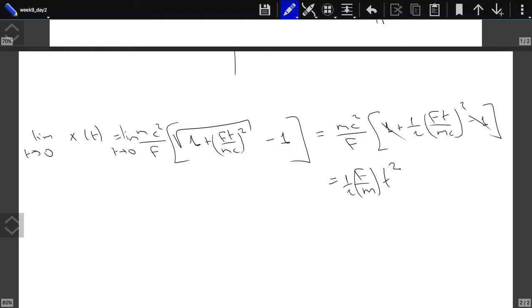I don't have the v0t or plus the x0 terms because I started by assuming that initially my particle was at rest and it was at origin. Or to put it in other words, I chose a reference frame in which the particle was initially at rest at t equal to 0 and it was at the origin of my chosen reference frame.